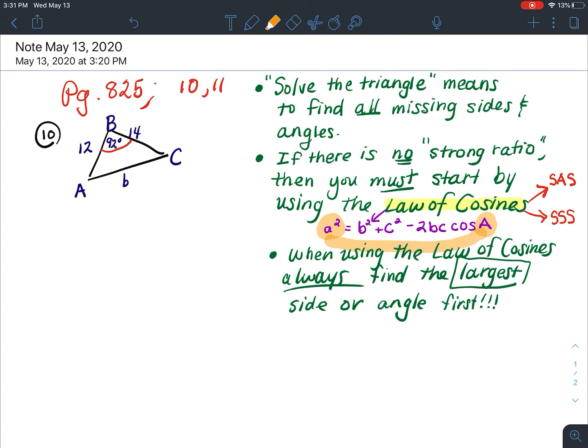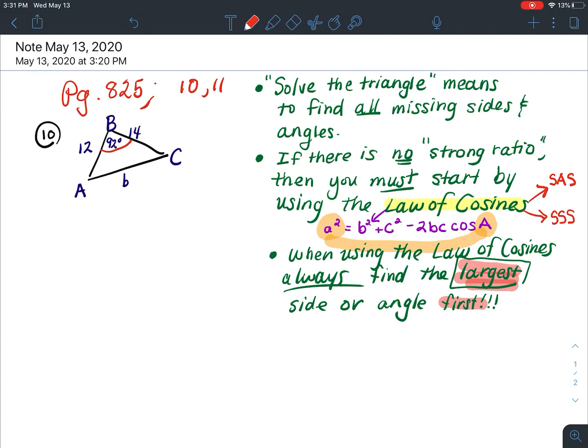What's filled in the middle then is the other two sides squared. Notice there's addition in between those, and then minus 2, and then those same two sides, except they're not squared, so b and c are being multiplied in front of cosine of angle A. The other thing Mrs. Pinion also stressed is that when you are doing the law of cosines, you always need to make sure that you start out finding the largest side or angle first.